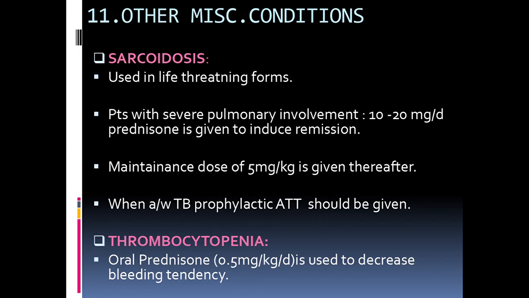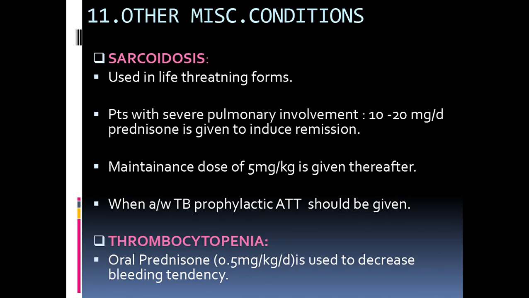Then other miscellaneous conditions where glucocorticoids are used, like sarcoidosis. In sarcoidosis, glucocorticoids are used in life-threatening forms and in patients with severe pulmonary involvement; 10 to 20 mg per day of prednisone is given to induce remission. A maintenance dose of 5 mg per kg is given thereafter.